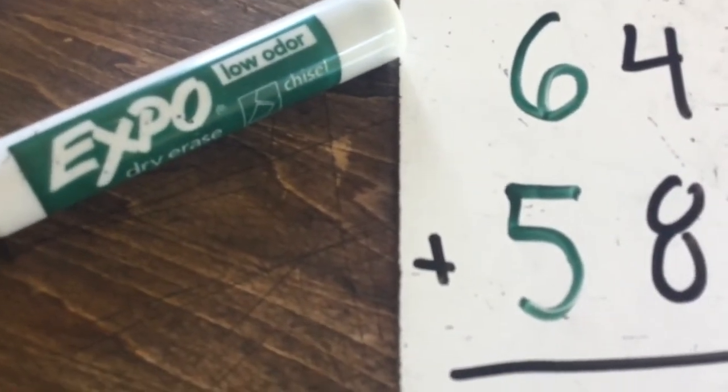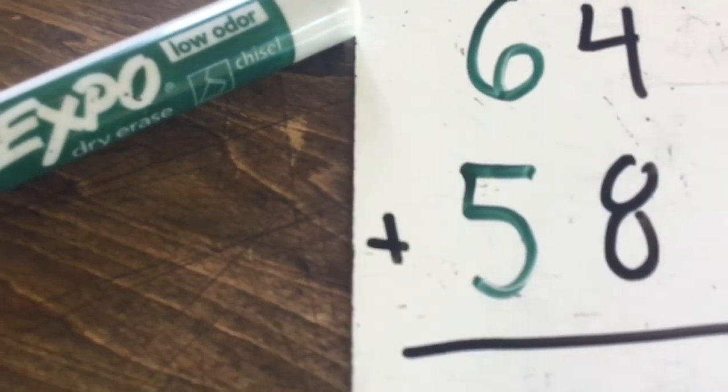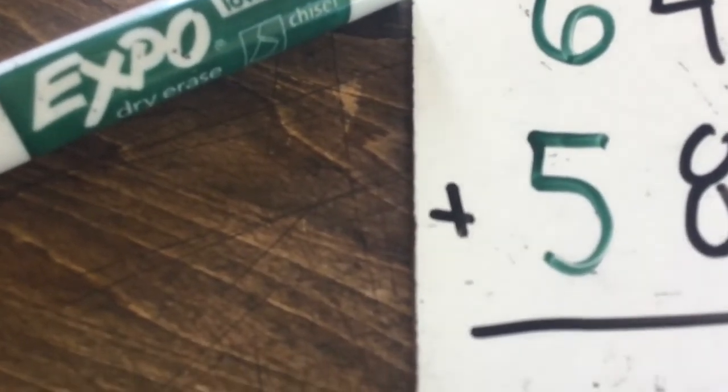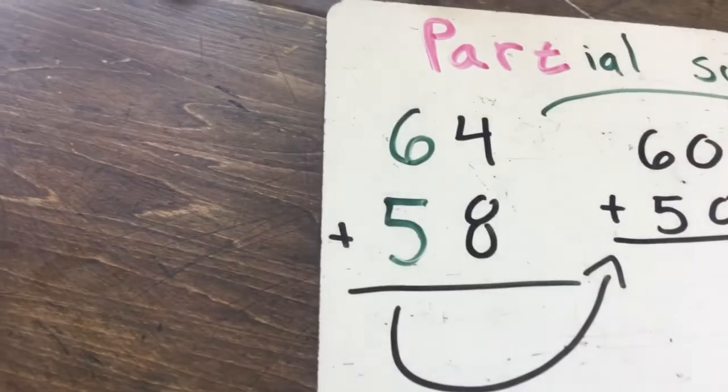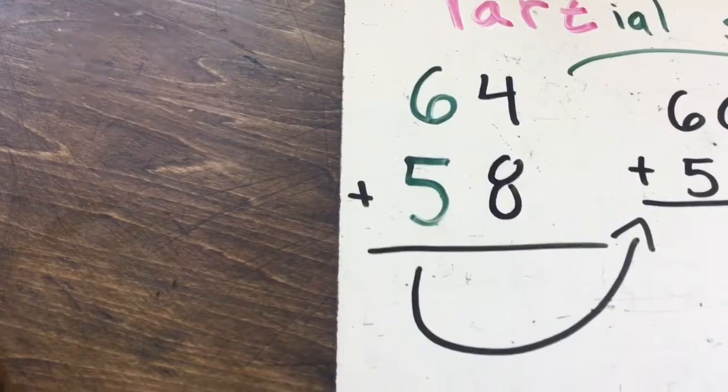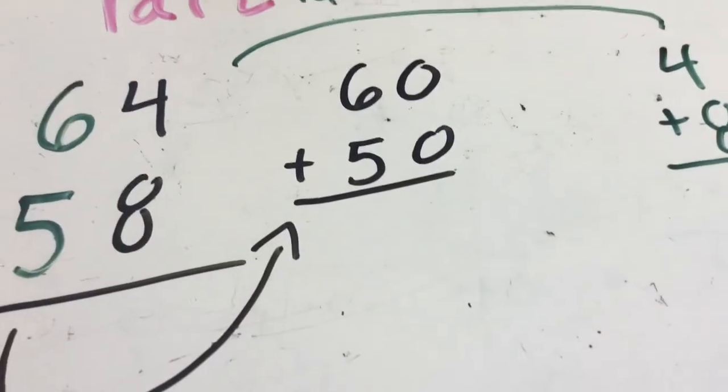6 and 5, but again, 6 isn't 6 and 5 isn't 5, is it? So the next step will be breaking those apart and redoing them over here. Try to imagine what that's going to look like in the next shot here. Okay, there we are. Remember, 4 and 8 should be over here somewhere.